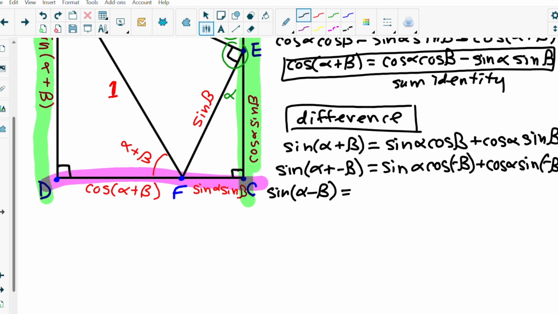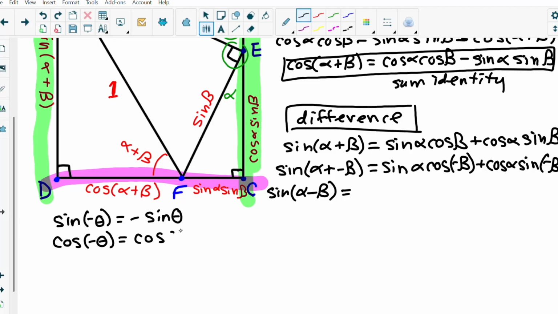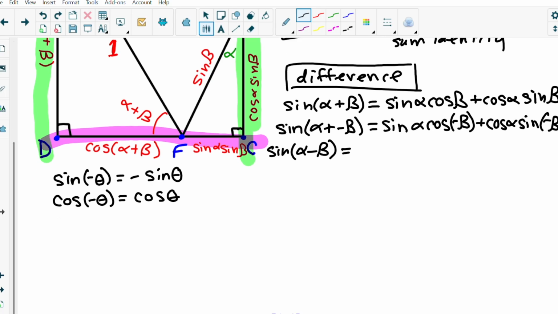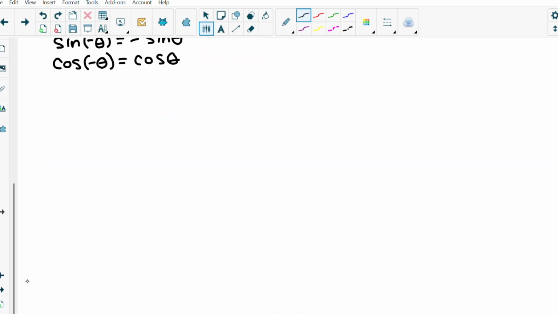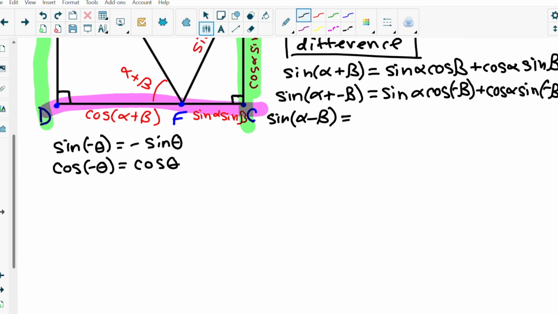So off to the side here, when I have the sine of negative theta, this is a handy identity to know. This is equal to negative sine of theta. When I have the cosine of negative theta, that is the same as just cosine of theta. Well, I'm going to do a brief segue here. I want you to understand through some graphs. I'm going to draw this out. I want you to understand why this is true.